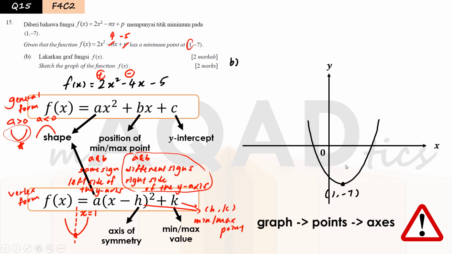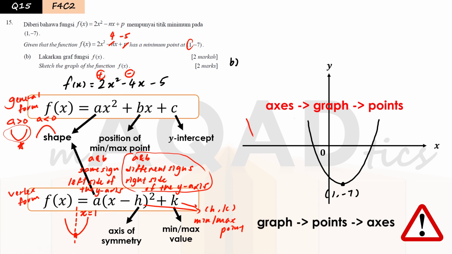Okay, so my sequence would be: draw the graph, plot the points, and then draw the axis. But you may be asking, why do you do this? Because, let's say we follow the other sequence: we draw the axis first, then we draw the graph. But sometimes when we are drawing the graph, it might not be the graph that we want, right?